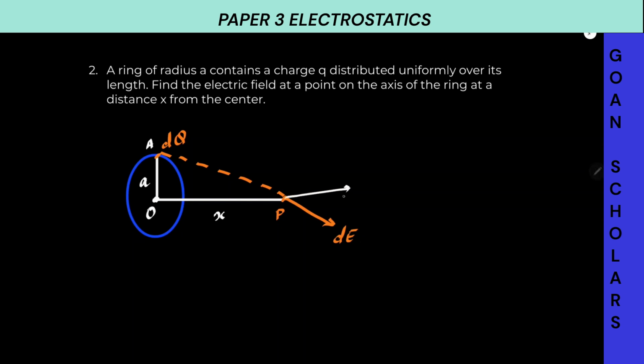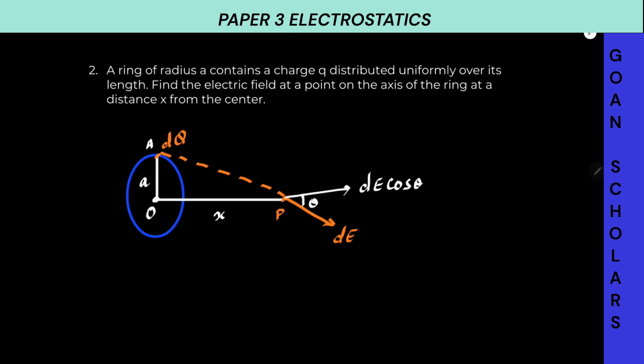Okay, now let's draw this straight line here. Let's finish it. So if we assume angle theta, what will be the component of dE along this side? It will be dE cos theta. If this is our electric field dE, then the component of dE along this side will be dE cos theta.